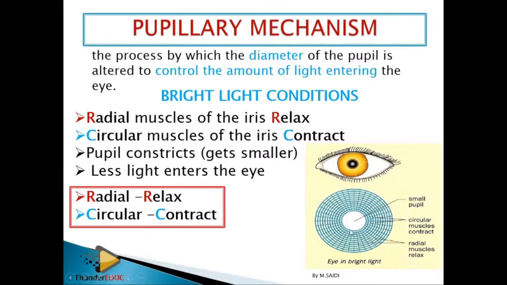They call them circular muscles because they are in circles. And radial muscles are like a radius, so that's why they are called radial muscles. When the radial muscles relax, the circular muscles will contract. When they contract, what happens? It means that the diameter of the pupil will decrease, and then less light will enter the eye. It's pushing this into the middle so that now this hole is small, and less light will be entering the eye. So that is R with R and C with C. You just need to know this. Radial muscles relax, circular muscles contract. The diameter of the pupil reduces and then less light enters the eye. Simple. That is bright light.